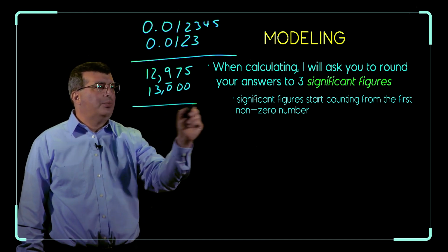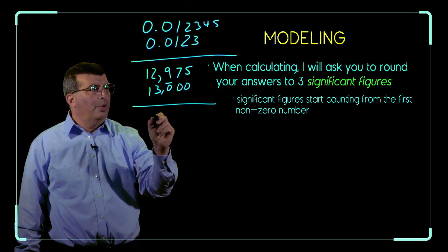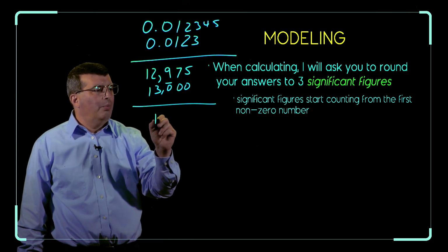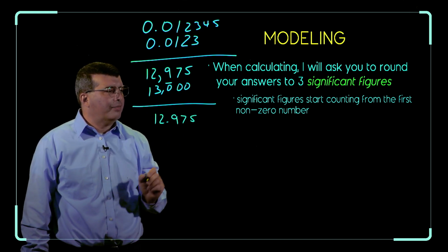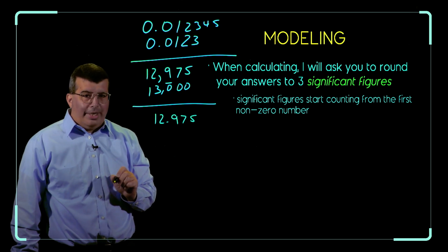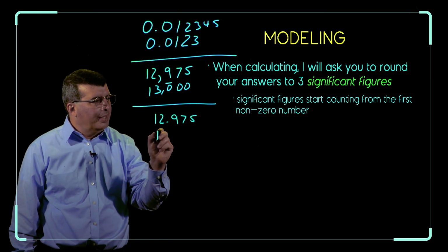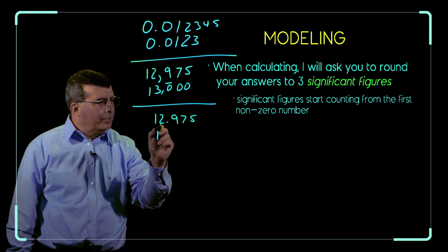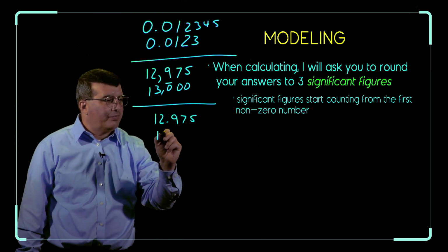Okay, last one. What if I have, let's see, 12.975? Okay, well, I have my 1, and then the 29 right here is going to get rounded up to 30 because of the 7.